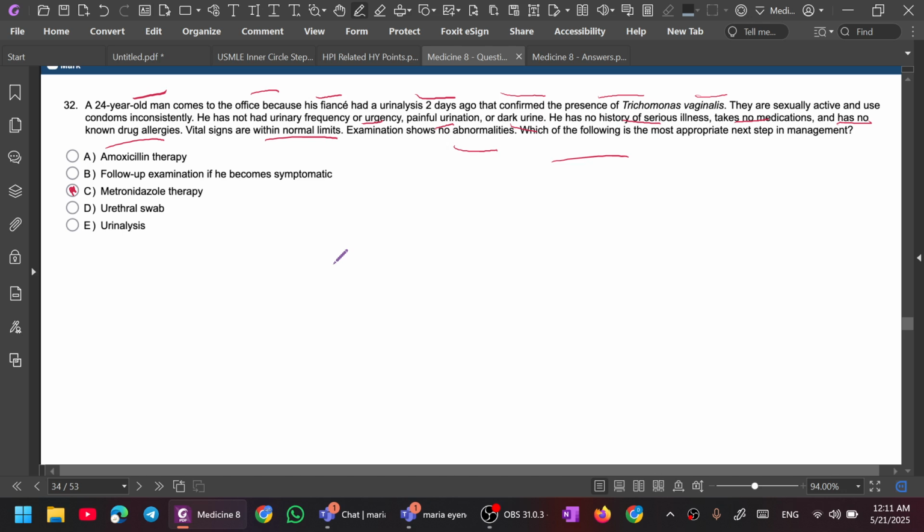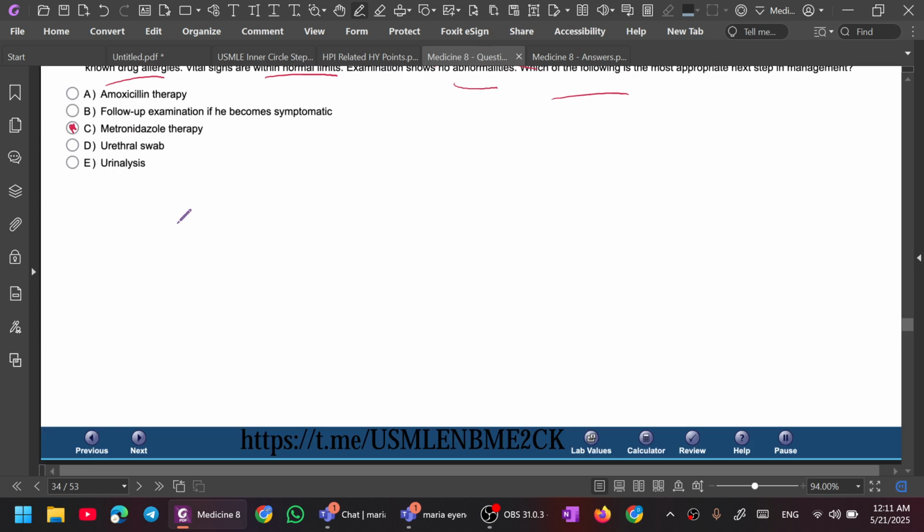It's not B, D, or E. Follow-up exam if it becomes symptomatic would not be appropriate. Asymptomatic infections are common, and with confirmed exposure to trichomonas, empiric treatment with metronidazole is necessary. Further diagnostic testing with urethral swab or urinalysis will not be necessary because partners of patients with STIs such as trichomoniasis should be treated empirically. Okay, next.